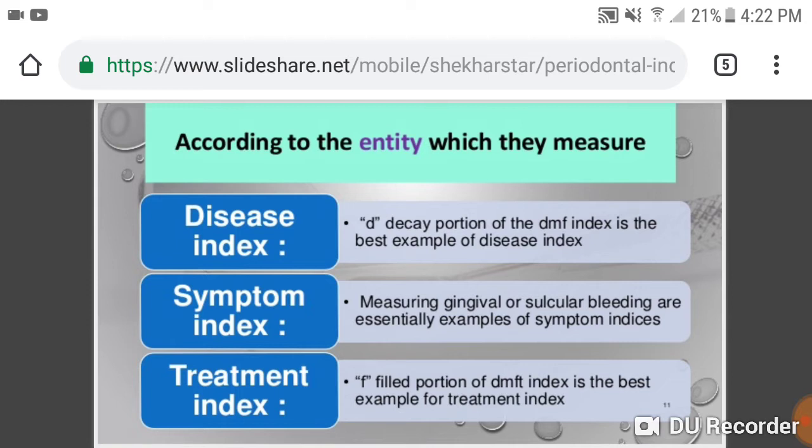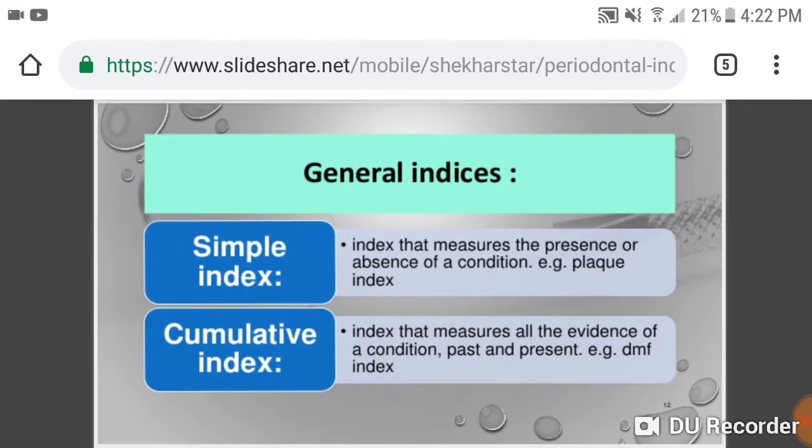missing, or filled index, is the best example of a disease index. So for disease index, we have decayed, missing, or filling due to caries, to be precise. Symptom index, measuring gingival or sulcular bleeding, are essentially examples of symptom indices. Treatment indices: F, that's the filled portion of the DMFT index, is the best example of a treatment index.